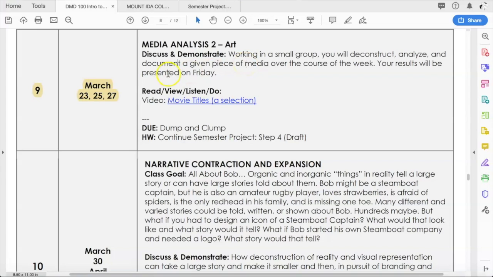Okay, so today we are going to go over what that analysis looks like. We're going to look at the different pieces of artwork, and then we have a little bit to talk about with regard to our semester project.